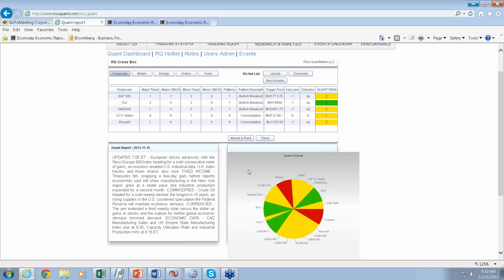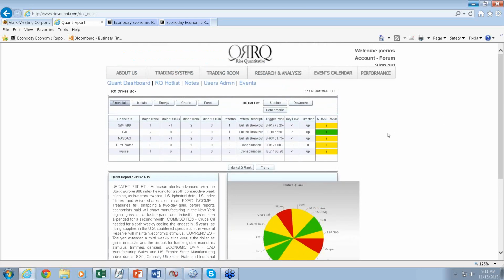But in this daily RQ crossbox, as you will read, it pretty much first gives you a quant ranking. Now, I'll ask all of you this question, and I'd really like to see full participation. If you had something to tell you whether you should be aggressive with your position sizing or light with your position sizing before you place the trade, would it be helpful or not? Yes or no?